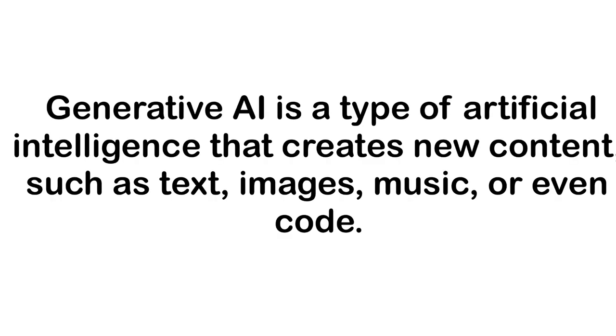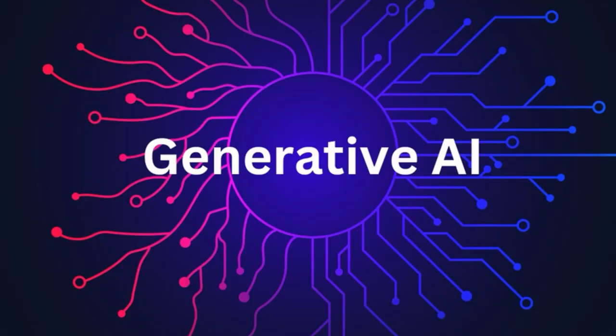Now let's talk about generative AI. Generative AI is different because it can create new things. It can generate new things. That's how you can memorize it. Generative AI can generate or create new things, whereas narrow AI cannot. Generative AI is a type of artificial intelligence that creates new content, such as text, images, music, or even code. Instead of just following predefined rules like narrow AI, generative AI learns from existing data and uses that knowledge to generate original content.